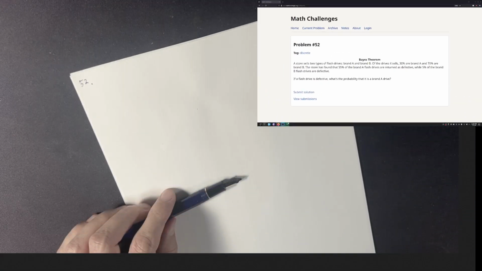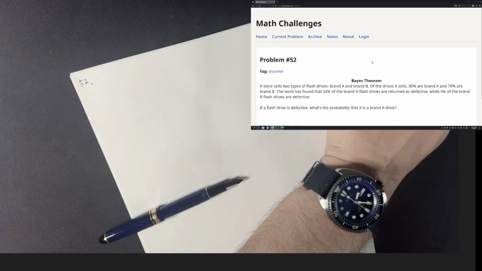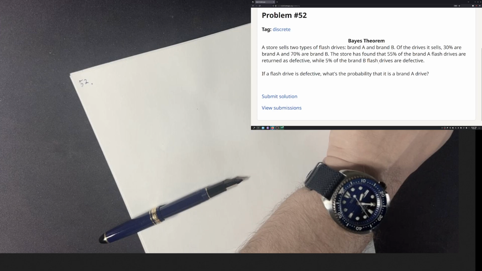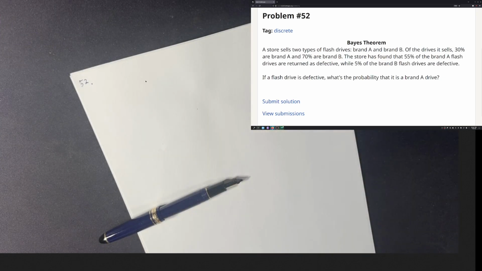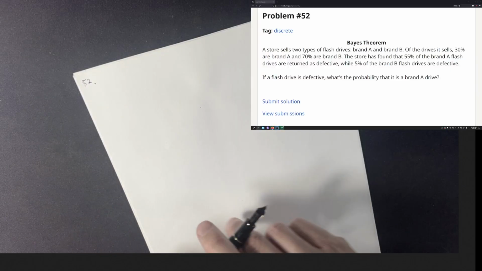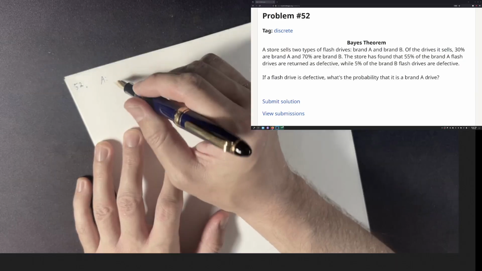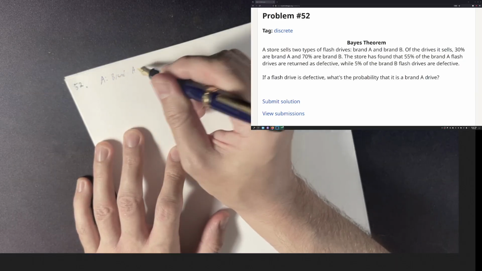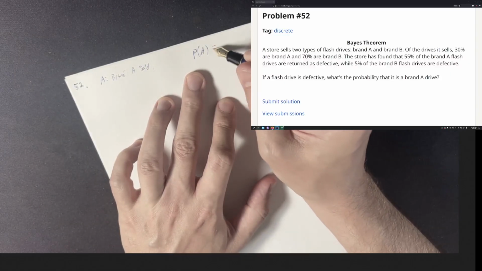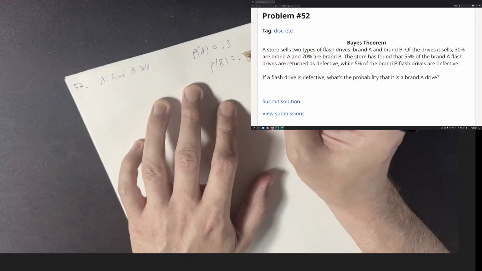So I would usually, how well you can read this. There we go. When you get good at these, I guess you can just write down whatever you want. Like we could say A is the event that brand A was sold. And so we know that probability of A is 0.3. Probability of B is 0.7.